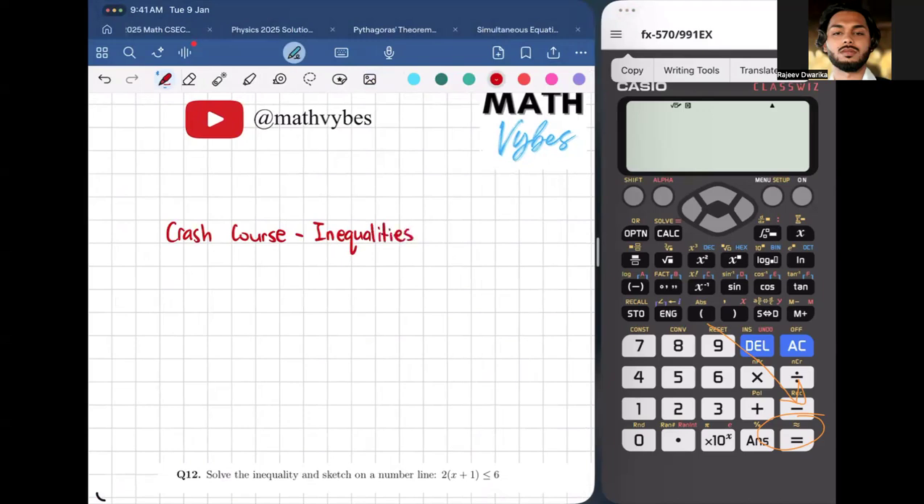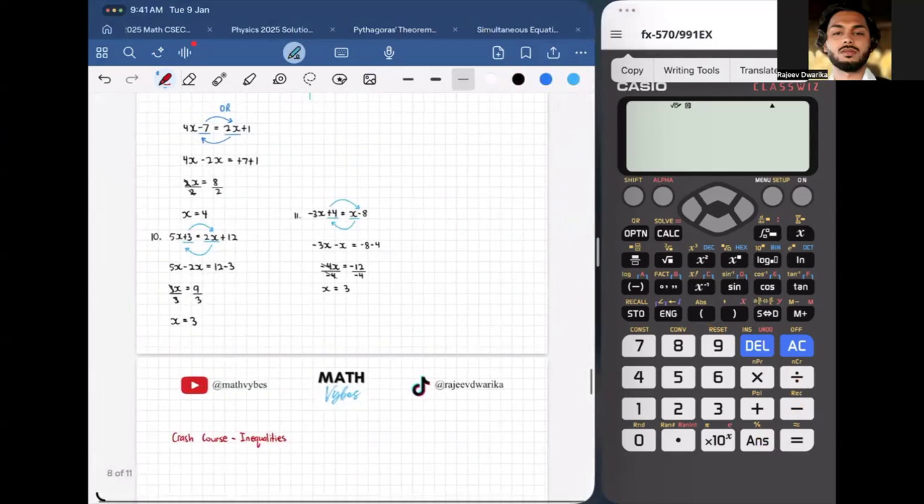Now, let me ask this question. Do you all think that an inequality would have one solution or a range of solutions? That's the first thing I want to ask. What do you all think? Vanessa, what do you think? You think an inequality has one solution or a range of solutions? A range. A range, right? Because let me show you something.